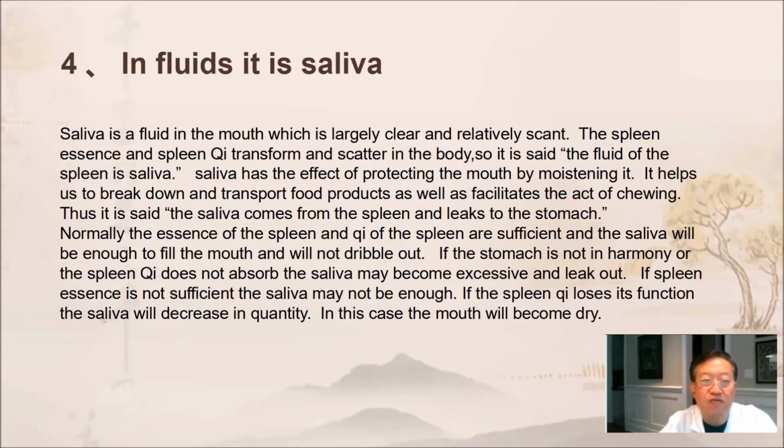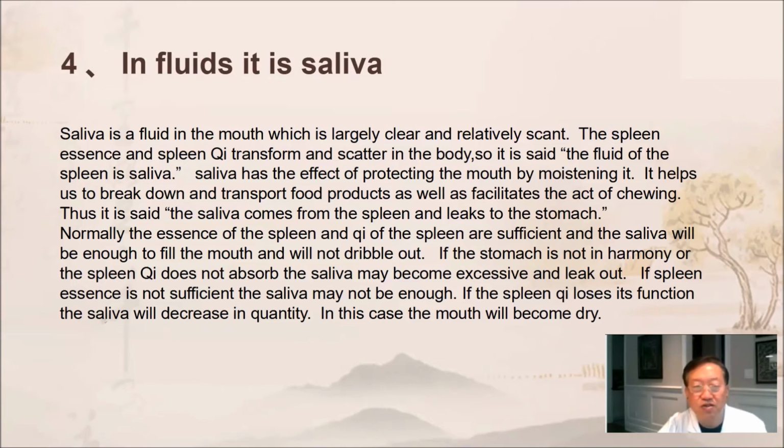4. In fluids, it is saliva. Saliva is a fluid in the mouth which is largely clear and relatively scant. The spleen essence and spleen qi transform and scatter in the body, so it's said, the fluid of the spleen is saliva. Saliva has the effect of protecting the mouth by moistening it. It helps us to break down and transport food products, as well as facilitates the act of chewing. Thus, it's said, the saliva comes from the spleen and leaks to the stomach.